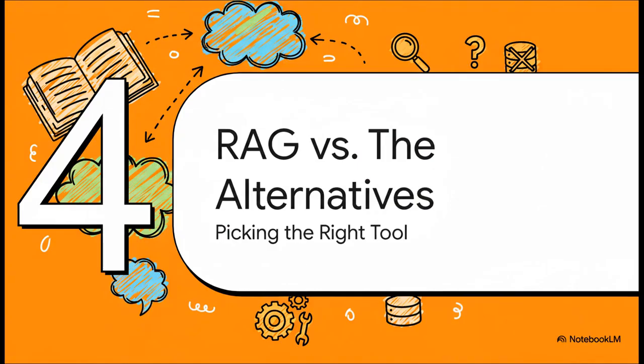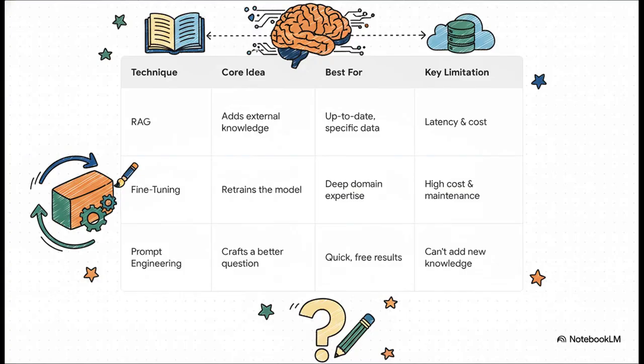Now, RAG is incredibly powerful, but it's not the only way to make an AI better. So how does it stack up against other popular techniques, like fine-tuning and prompt engineering? This table breaks it down pretty well. RAG, as we know, is best for injecting fresh, up-to-date knowledge into a prompt. The downside? It can add a little bit of processing time and cost. Then there's fine-tuning. This is when you actually retrain the model on your own data. It's great for building deep expertise, but it's really expensive, a pain to maintain, and you risk something called catastrophic forgetting, where the model, well, it forgets some of its general knowledge. And finally, you have prompt engineering. That's just getting better at asking questions. It's fast, it's free, but it can't teach the model anything new.